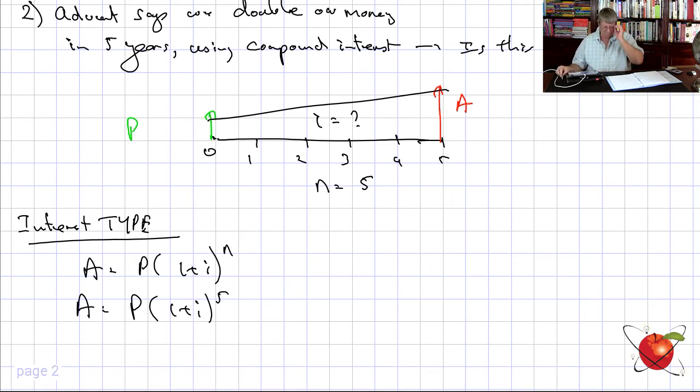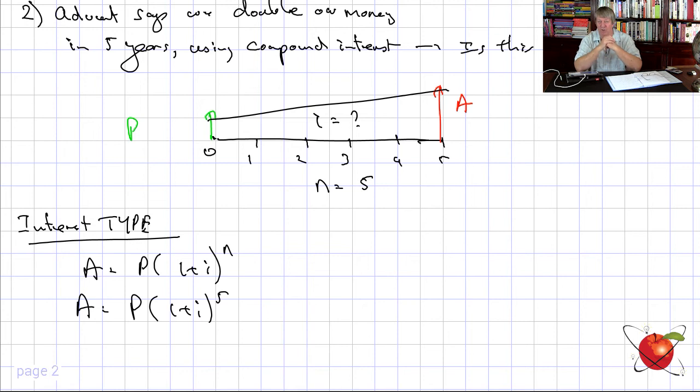Right, that's all we know. What did they say right in the beginning? They said our money doubles. Okay? If you're not comfortable using symbols, put in a number. Call it 1 rand if you like. If it doubles, what's your amount going to be? 2.